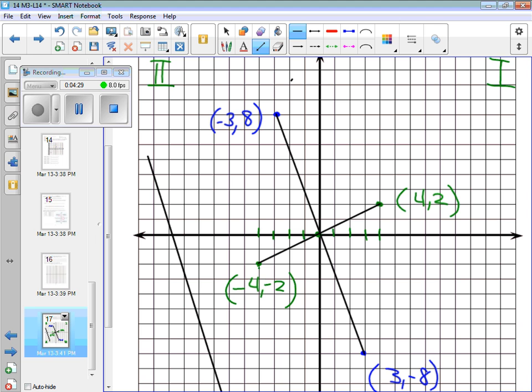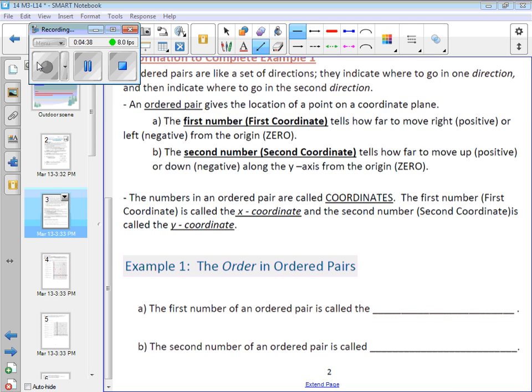Okay? All right, erase all your marker boards and return your materials, and we're going to go over the first 5 pages from Friday. On page 2, example 1, letter A, what is the first number of an ordered pair called? Did you guys do this page? Yes. How come I only have one hand up? What's the first number called in an ordered pair?